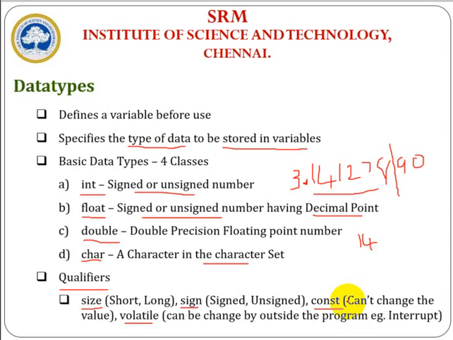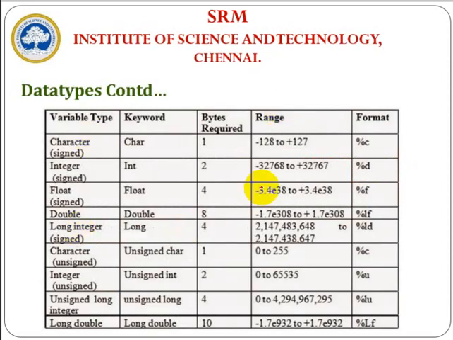During your due courses, you can try to learn more about it. Okay, so we'll move on to the first data type. The data types in general will be classified in four categories: integer, character, float and double.